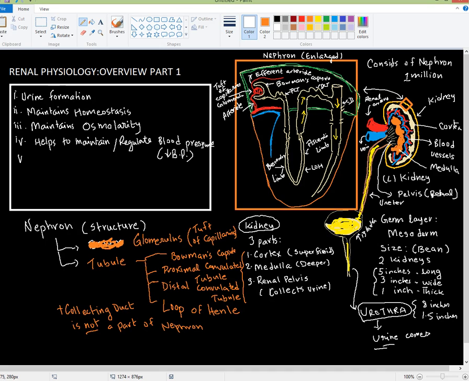And then we have another function. It releases a hormone, and the name of the hormone is erythropoietin.